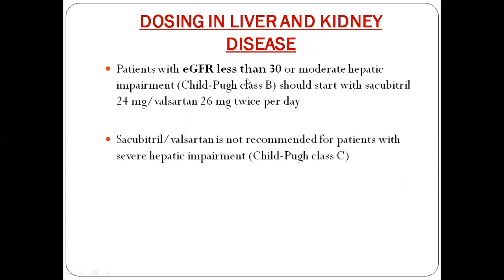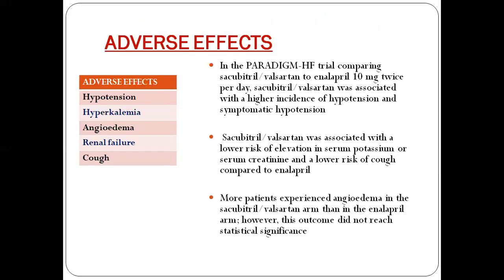So in liver and kidney disease, what they mentioned is that patients with an eGFR less than 30, or who have a moderate hepatic impairment with Child-Pugh class B, should start with a smaller dose, that is sacubitril 24 and valsartan 26 mg. It is not recommended in patients with severe hepatic impairment. So renal failure is not a contraindication for usage of sacubitril valsartan.